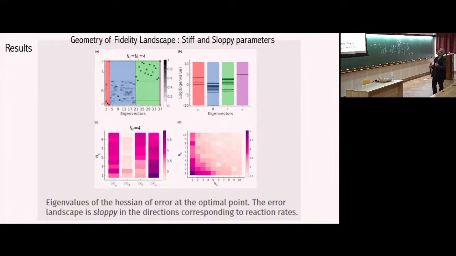Finally, let's talk about the geometry of the fidelity landscape. Remember, we want to optimize this synthesis error, right? But this synthesis error is a highly non-convex optimization, correct? So there will be lots and lots of minima. It's a very rugged landscape, like glasses or something like that.